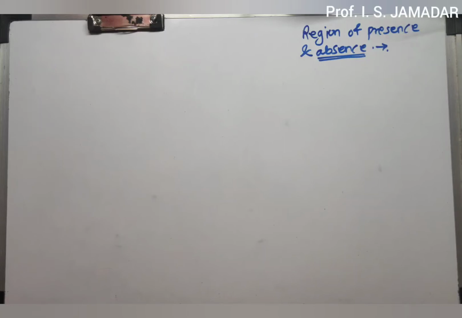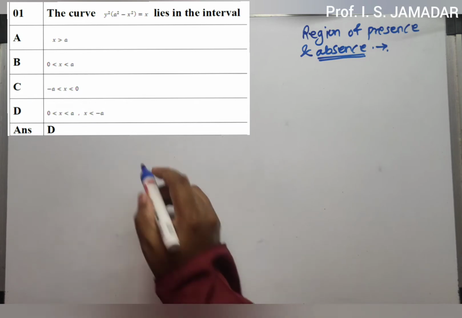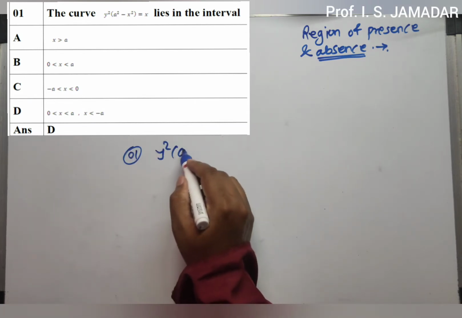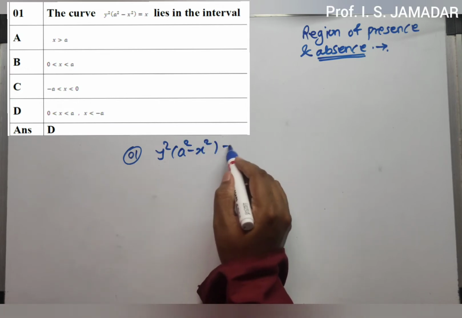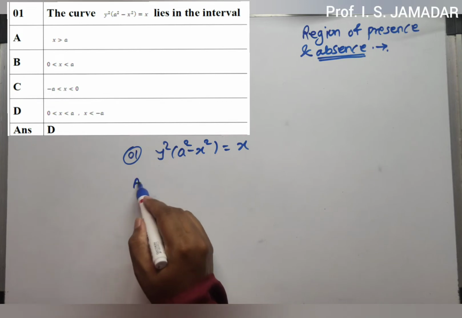Examples on reason of presence or absence. First example: the curve y square into a square minus x square equal to x lies in the interval. And what are the options?